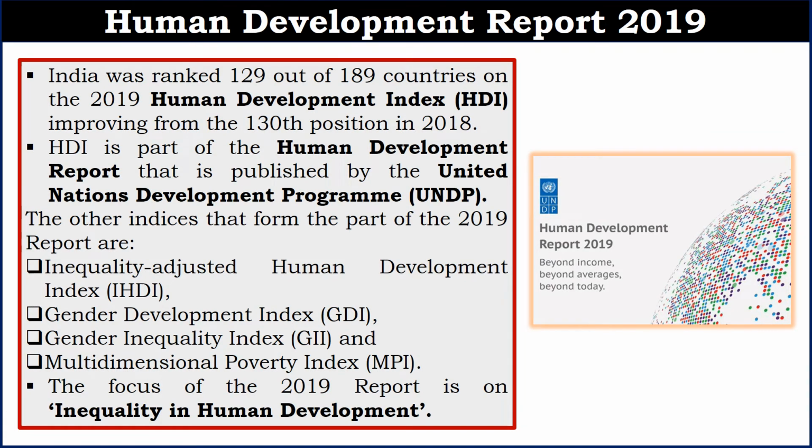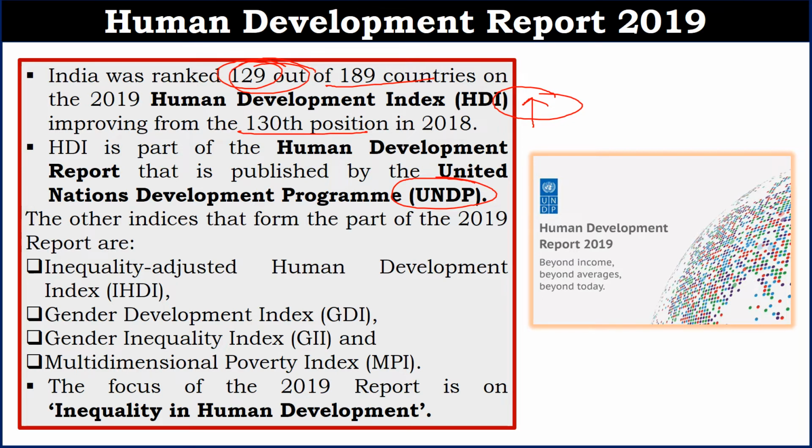Let's discuss Human Development Report 2019. This report is published by the United Nations Development Programme, UNDP. Recently, this report has been released and India's ranking in this report is 129 out of 189 countries. Last year, India's ranking was 130th position. India has improved the ranking by 1 position point. So this is very important. This can be asked, so remember India's ranking.